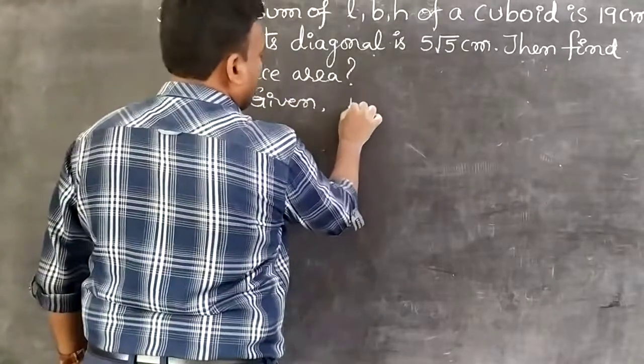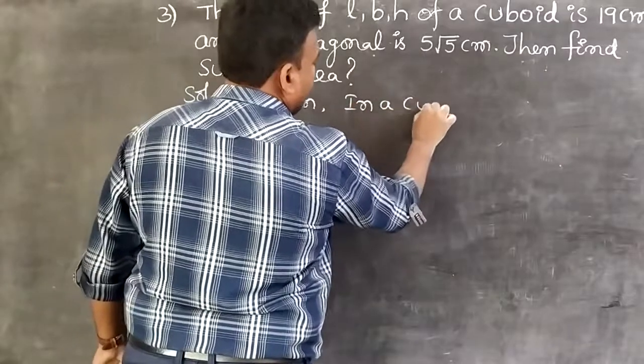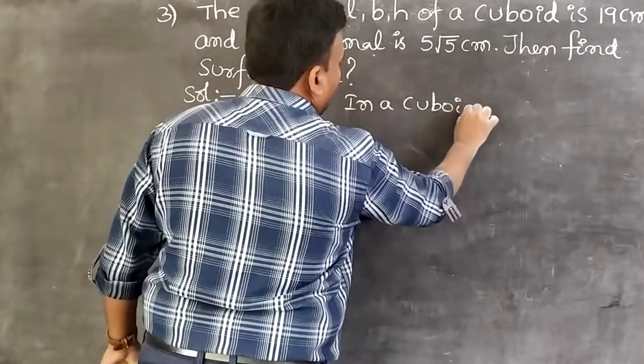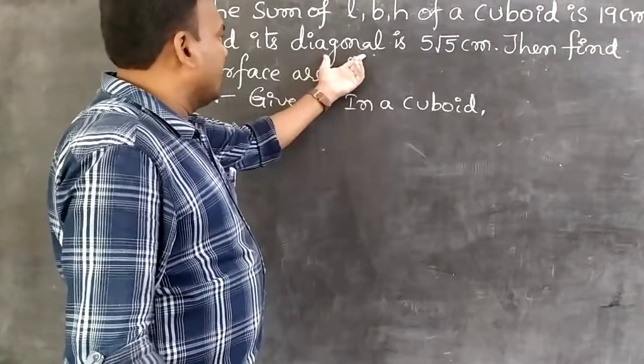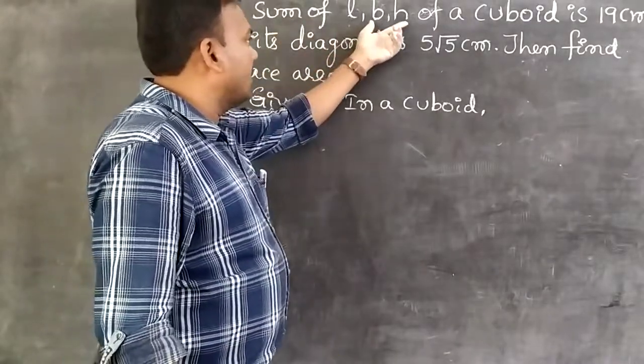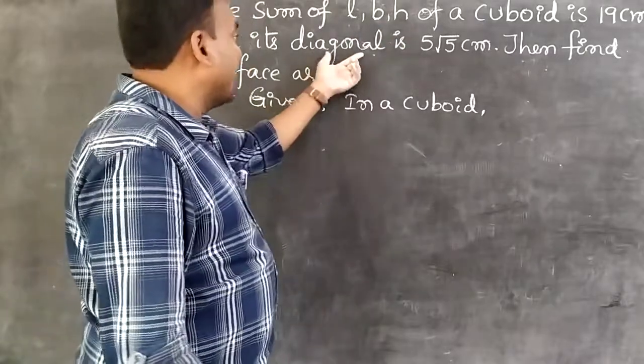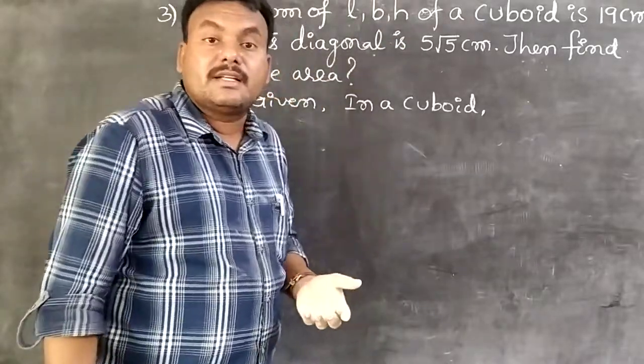Okay. In a cuboid, don't forget it. In a cuboid, what are they given? Observe, students. The diagonal value is given, and the sum of L, B, H value is also given. First, what is the diagonal of a cuboid formula?